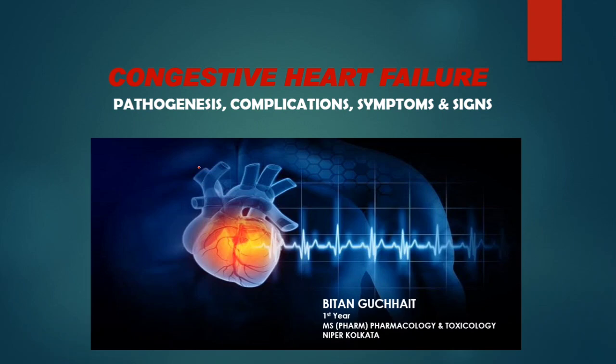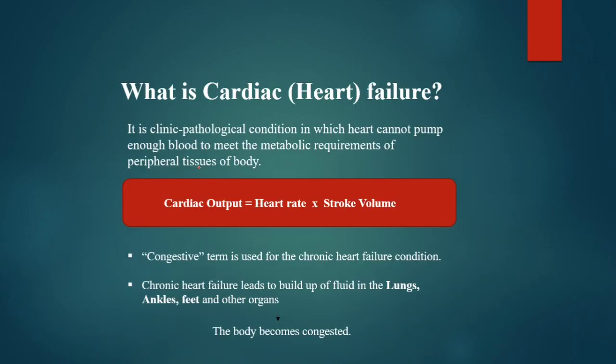So in our body, cells are working day and night relentlessly. For their work, they need dietary supplements like glucose, oxygen, and other vital nutrients. These ingredients are supplied through the blood, and blood is circulated and distributed by our heart, that we know. But sometimes the heart fails to do its work. Technically, heart failure is a clinico-pathological condition in which the heart cannot pump enough blood to meet the metabolic requirements of the peripheral tissue of our body.